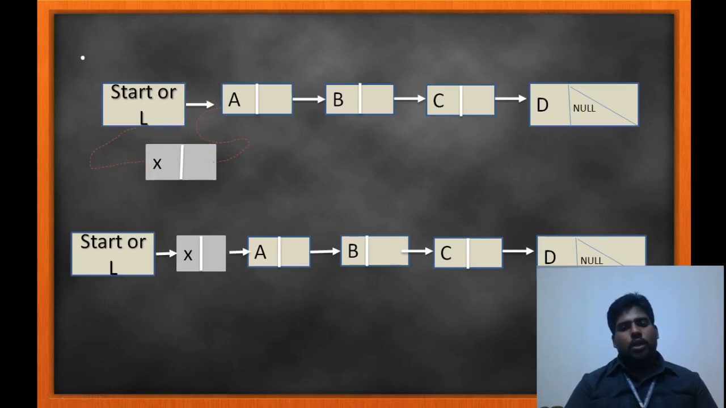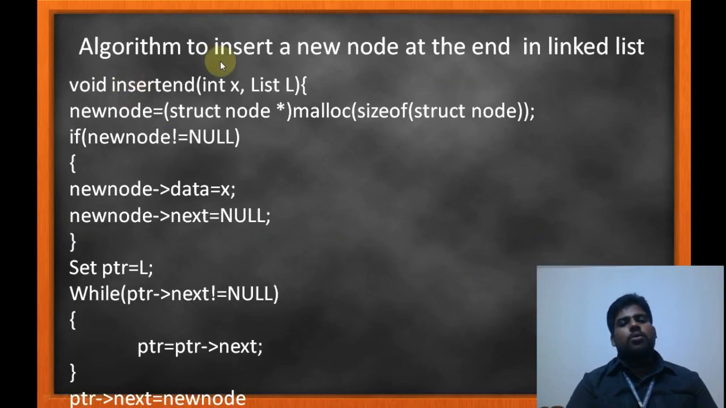The second one is at the end of the list. Algorithm to insert a new node at the end of the linked list. So void insert, another user defined function. Here also X is the data and L is the list. Using a new node structure variable, I have created the memory for the new node. Again, I am checking new node not equal to null. If the memory is allocated, the condition is true. So if the condition is true, I am giving the data. The particular new node's data is X.